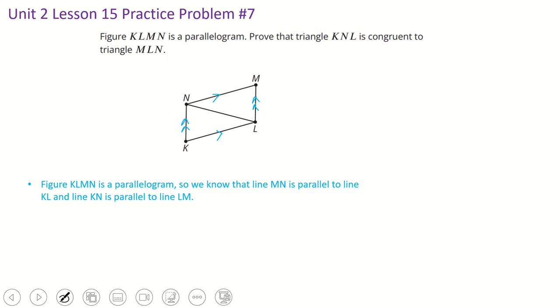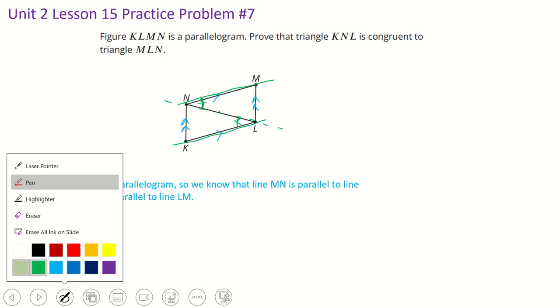So if I'm looking at my parallel lines, MN and KL, I see that my transversal is LN. If I'm looking at alternate interior angles, I see that MNL, this angle right here, is going to be alternate interior to angle KLN. These two are going to be congruent because they're alternate interior angles.